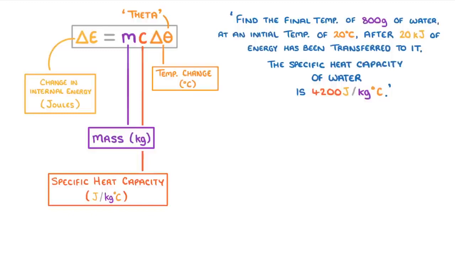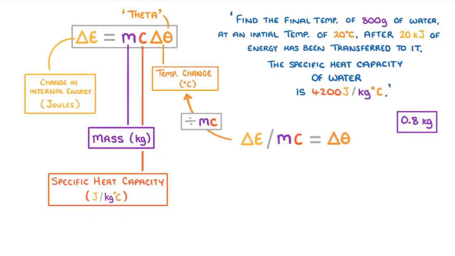Well, in order to find the final temperature, what we're really looking for is the change in temperature. So to get that term by itself, we need to divide both sides by mc, giving us energy divided by mass times specific heat capacity equals change in temperature. Next, we make sure all of our units are correct. So change 800 grams to 0.8 kilos, and change 20 kilojoules to 20,000 joules, and then plug these values into the equation.